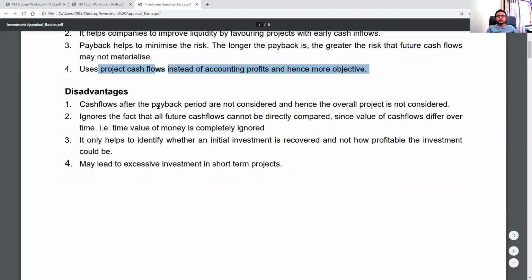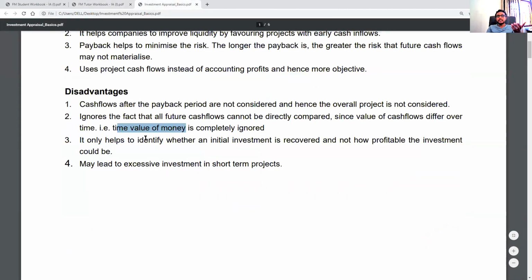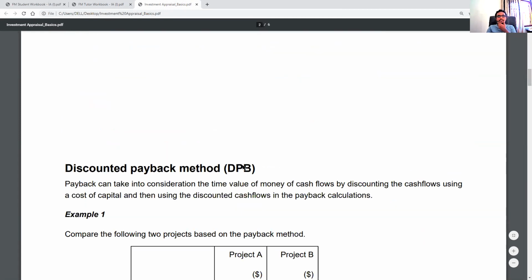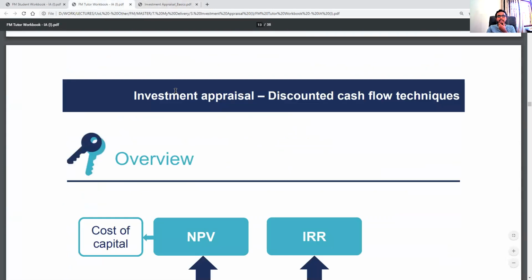Disadvantages. Cash flows after the payback period are not considered, and hence the overall project is not considered. Ignores the fact that all future cash flows cannot be directly compared, since the value of cash flows differs over time. So time value is ignored. You will notice it here also. Ignores timings of the cash flows. So that is why we have discounted payback. It only helps to identify whether an initial investment is recovered, not how profitable the investment could be, and may lead to excessive investments in short-term projects. All right. So then we move on to discounted cash flow techniques.